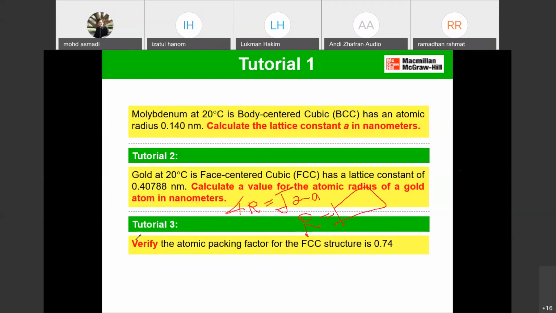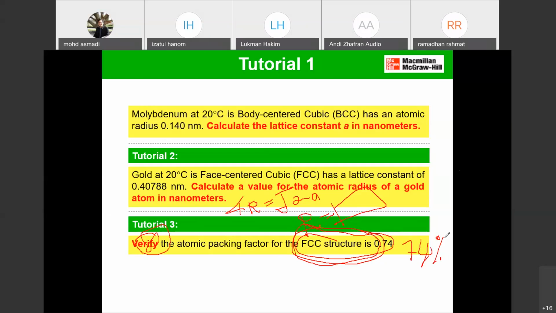And also verify the atomic packing factor of the FCC. Please verify this one, 0.74. 74% is occupied by the metal, while the rest is the void or space.